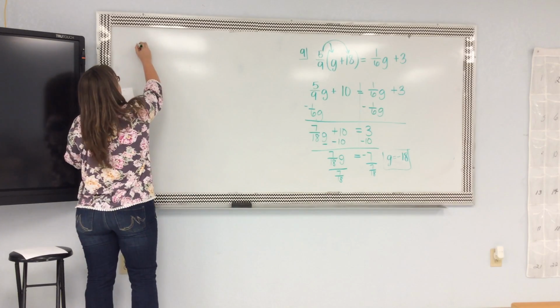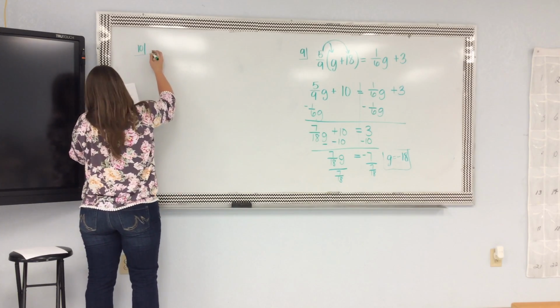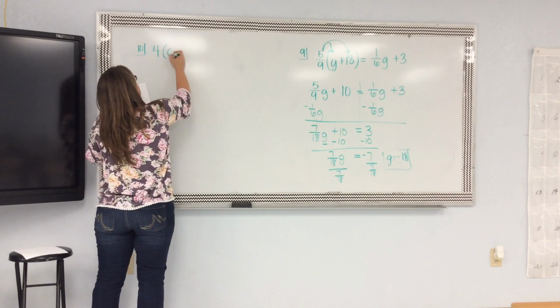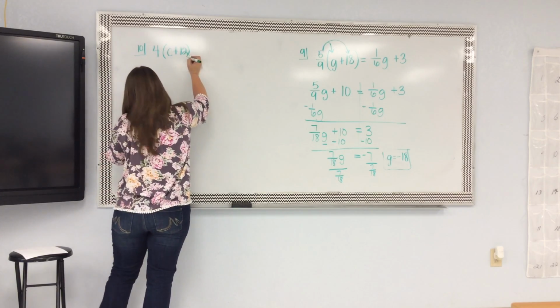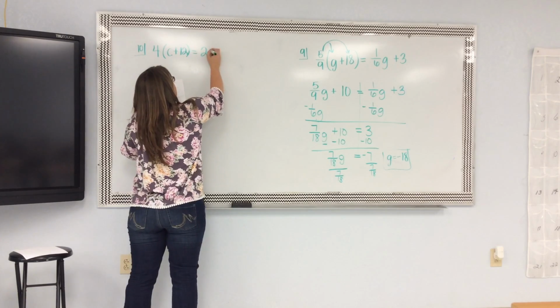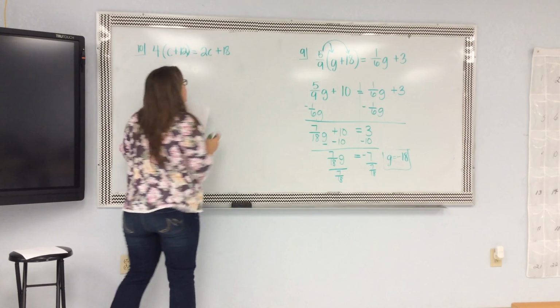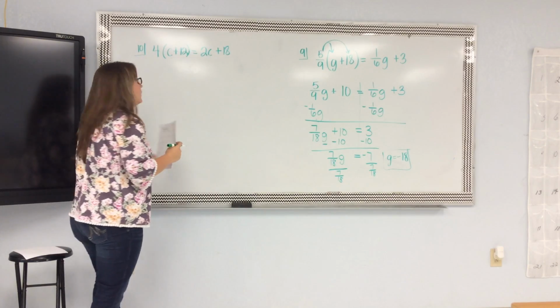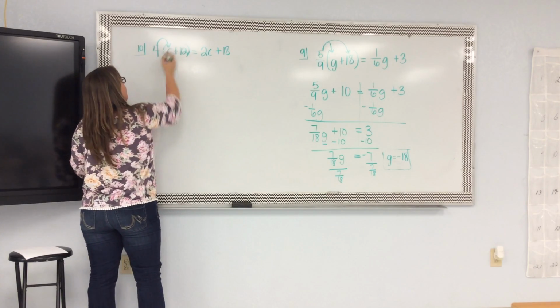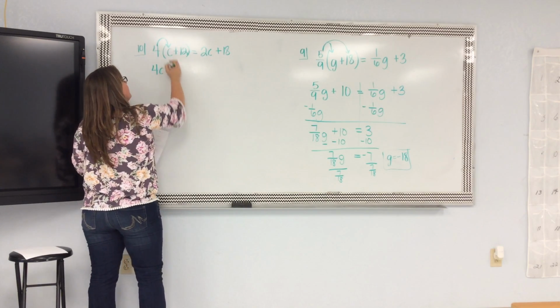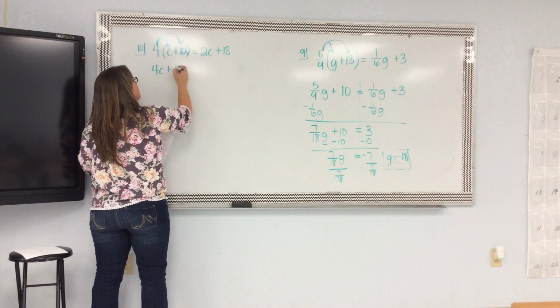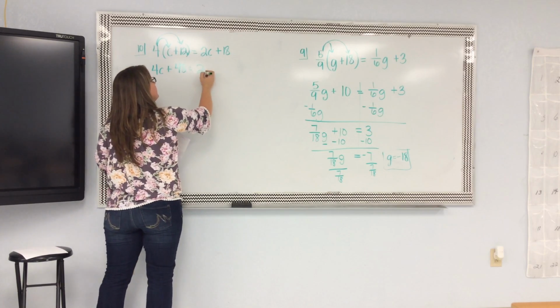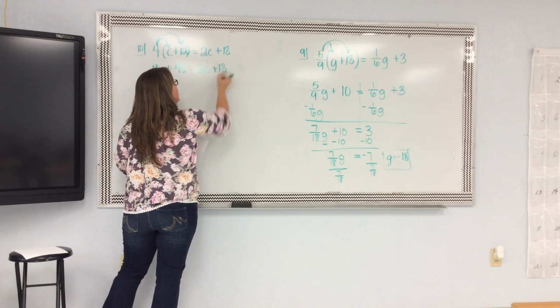Number 10. 4 parentheses C plus 12 equals 2C plus 18. Getting rid of those parentheses, I distribute that 4 out. 4C plus 4 times 12 is 48 equals 2C plus 18.